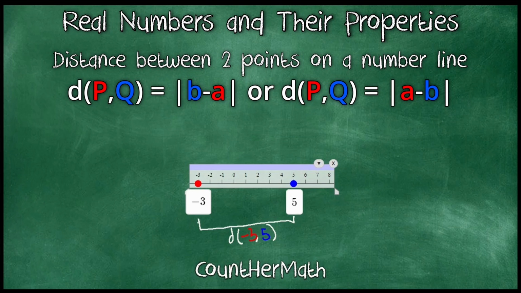Let's say I want to find the distance between negative 3 and 5. And I have two options to do this. I can say the distance is the absolute value of negative 3 minus 5, or the distance is the absolute value of 5 minus negative 3. Over here, negative 3 minus 5 gives me the absolute value of negative 8, which is positive 8. Over here, 5 minus negative 3 is the same thing as saying 5 plus 3, which is the absolute value of 8, which is 8. In both cases, the distance between negative 3 and 5 is 8.